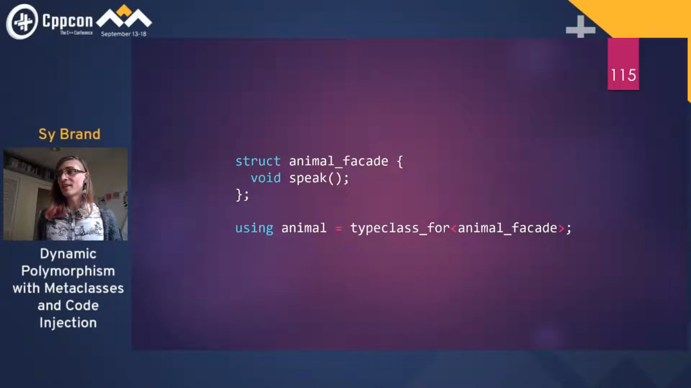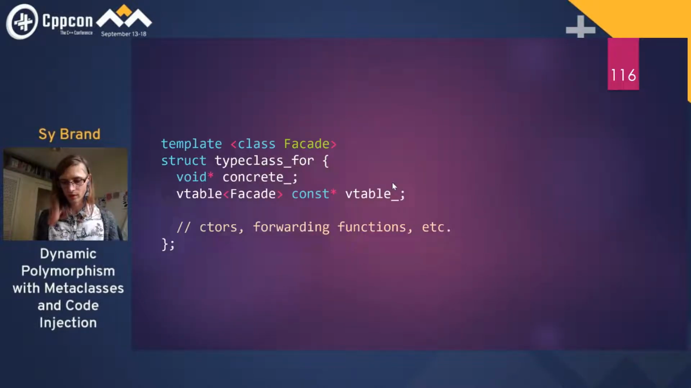Question: is this stuff being proposed for 23, 26, 29? The static reflection is targeting 23, I believe. Code injection, I'm not sure. I don't have an answer for that one. If someone knows, please drop it in chat.